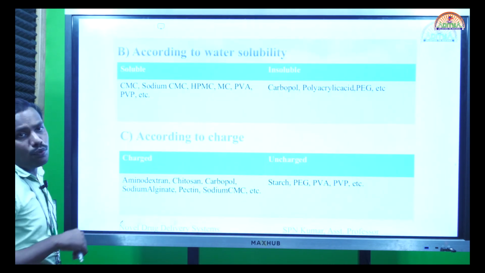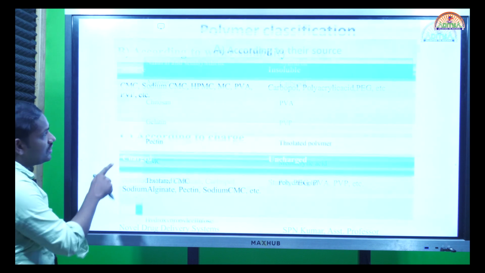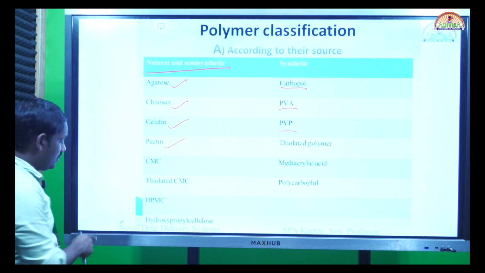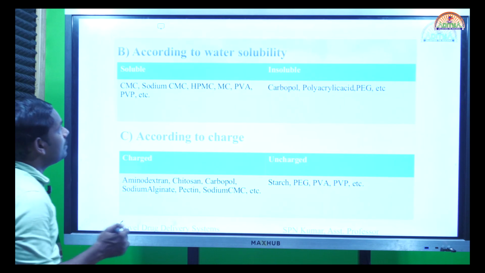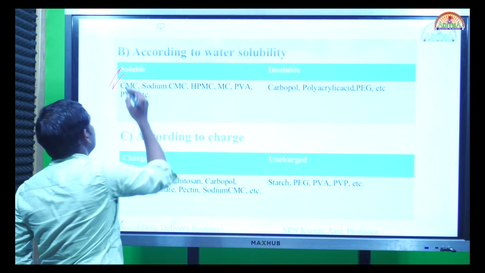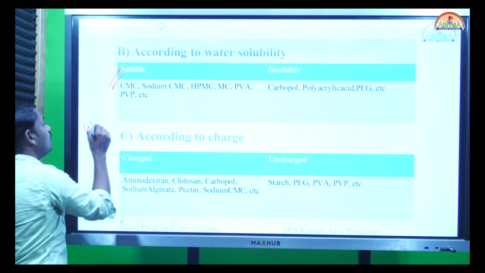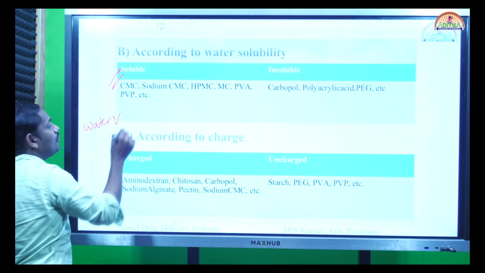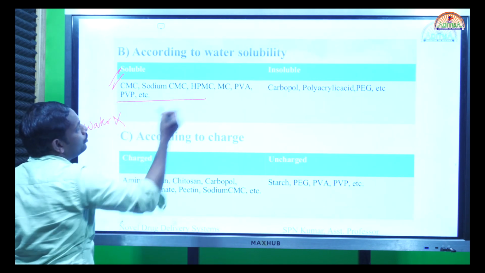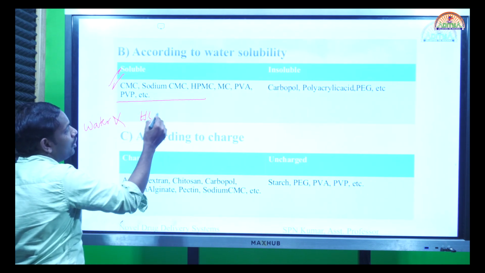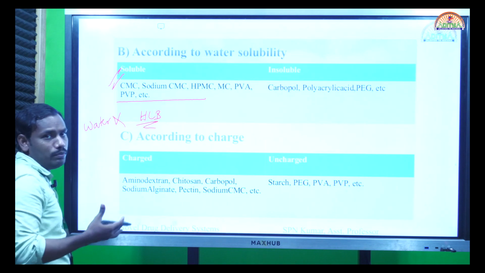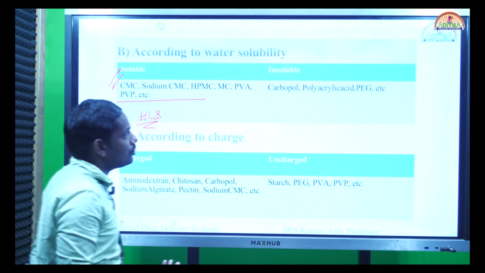According to water solubility: the one we saw previously depends on the source, and the one we are seeing right now depends on water solubility. Some are soluble in water. Suppose your drug is water insoluble, not soluble in water. We can use a water soluble polymer to make a good balance in HLB. So polymer and drug will strike a good balance such that it will be released more into the body cavity.